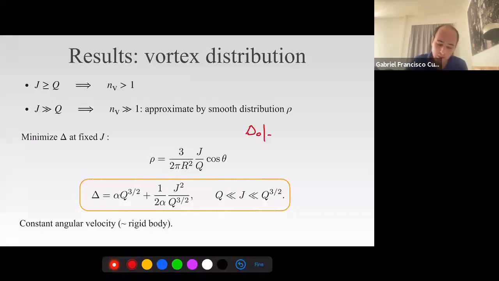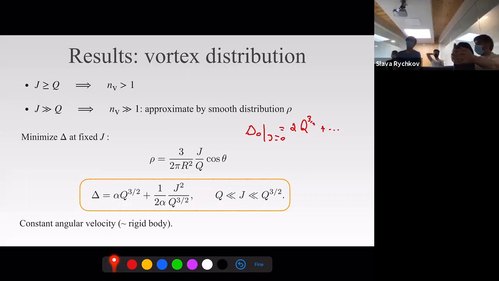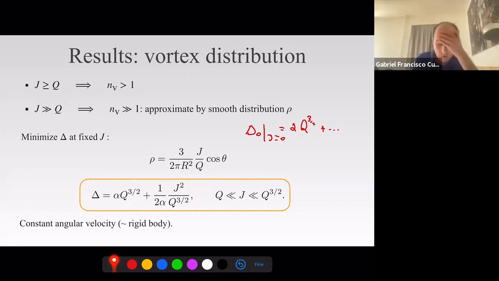So the energy at J equals 0 will just be alpha Q^{2/3} plus corrections. So if you believe this picture, this is the same one which has been computed by Monte Carlo. It's okay, thanks. Okay, so I was saying that as J approaches Q^{2/3}, the effective field theory breaks down because vortices become relativistic.